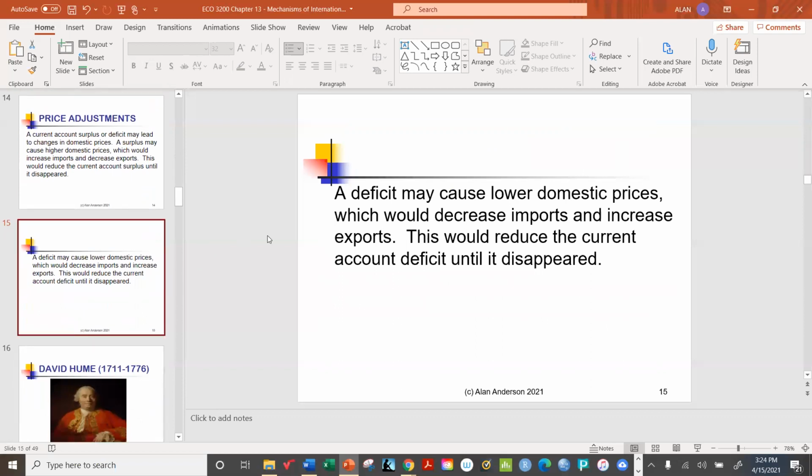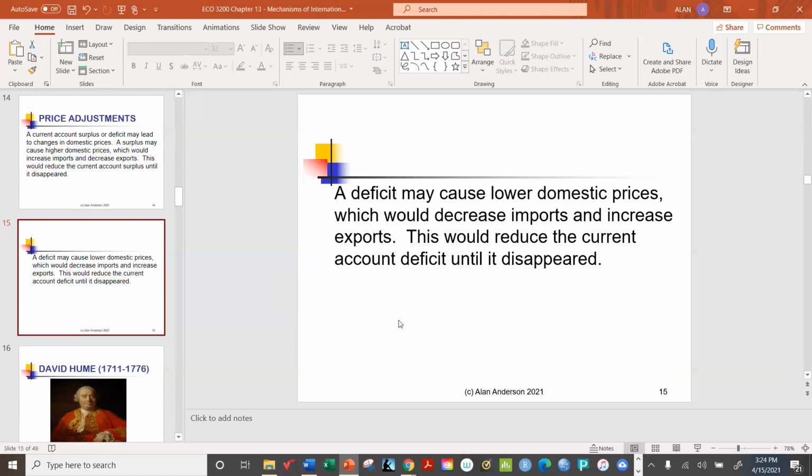A deficit would do the opposite. A deficit would tend to reduce domestic prices, which stimulates our exports, reduces our imports, and before you know it, theoretically at least, the current account deficit should disappear.